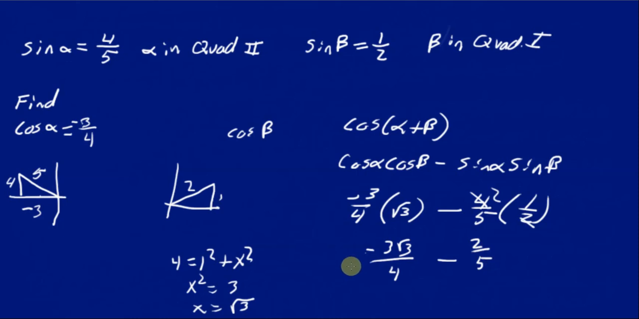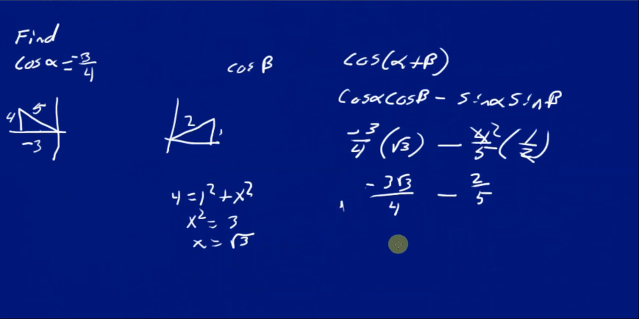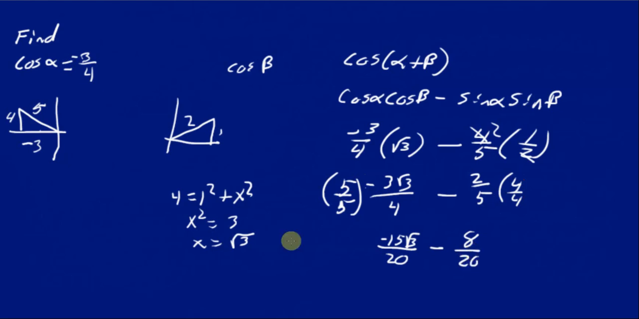So we can scroll up a little bit here. Maybe. There we go. And this is going to now be negative 15√3/20. Multiplying this by 5/5. And this one, of course, is going to be multiplied by 4/4. So it's going to give me minus 8/20. So negative 15√3 minus 8 all over 20.